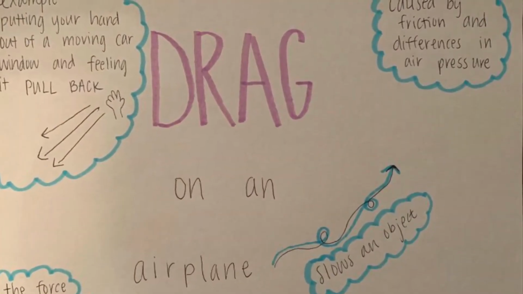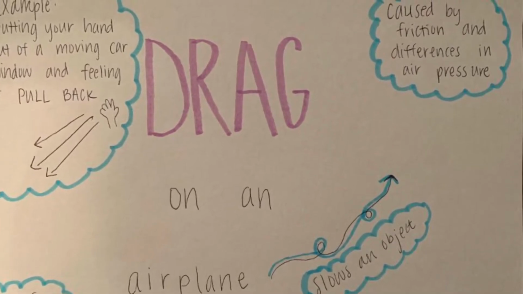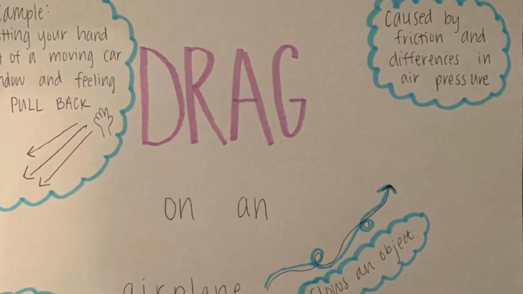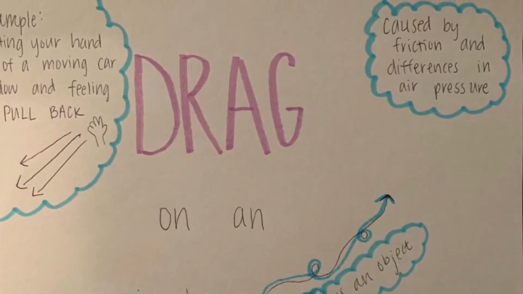Drag is the force that acts opposite to the direction of motion. It is caused by friction and differences in air pressure. It slows down objects. An example of drag is putting your hand out of a moving car window and feeling it pull back.